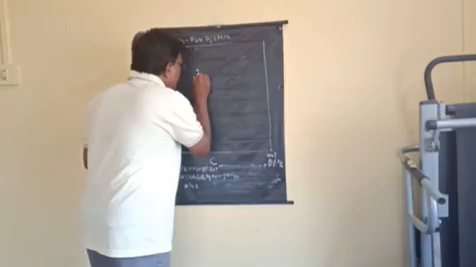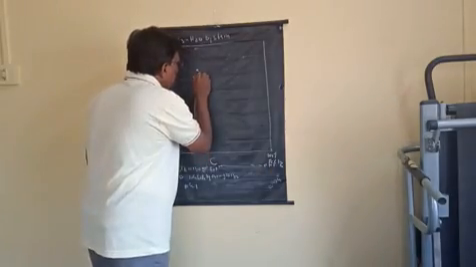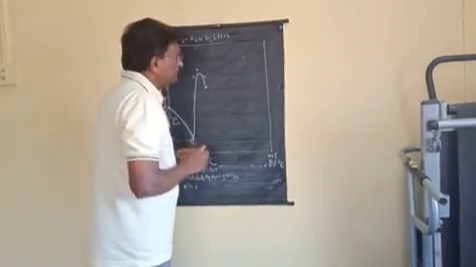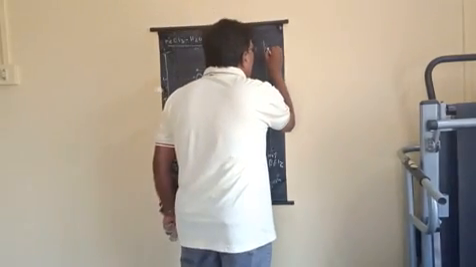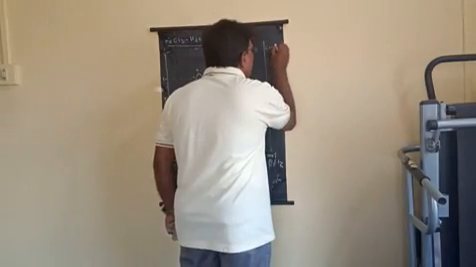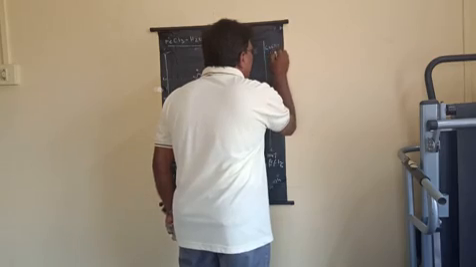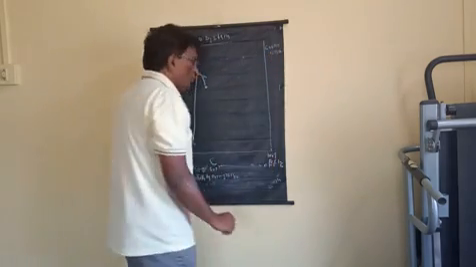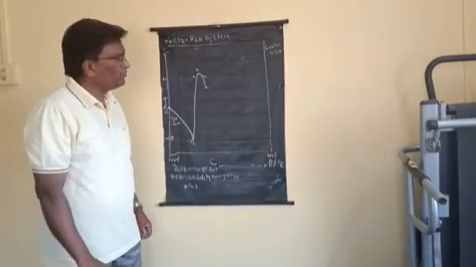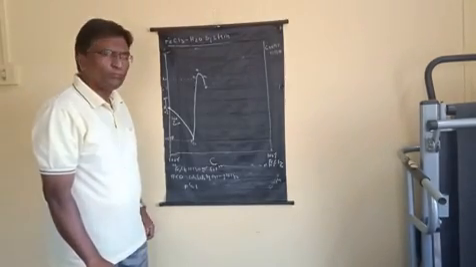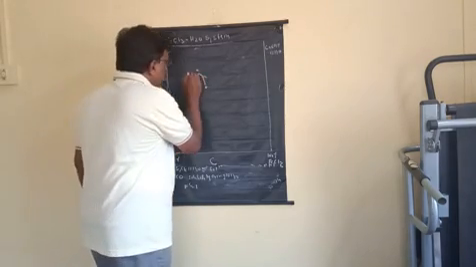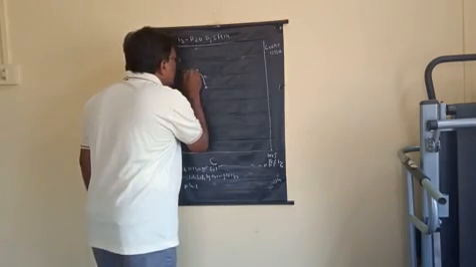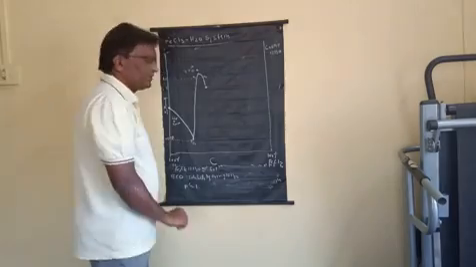Now this point C is called the congruent melting point of the dodecahydrate, that is Fe2Cl6·12H2O, and the temperature of this is 37 degrees centigrade.